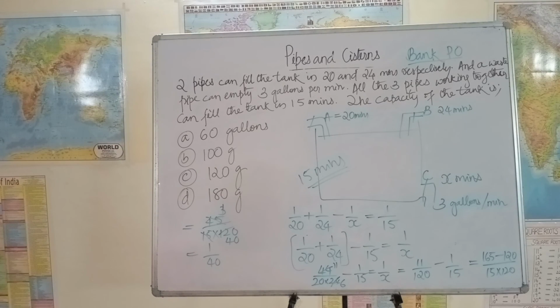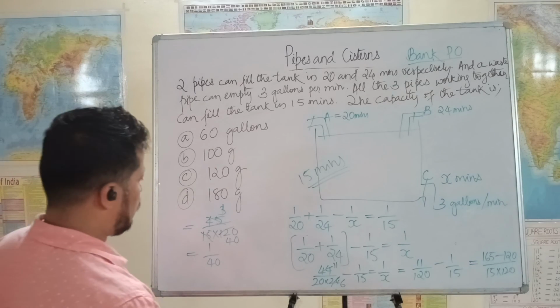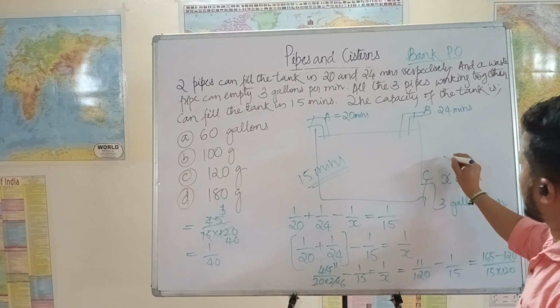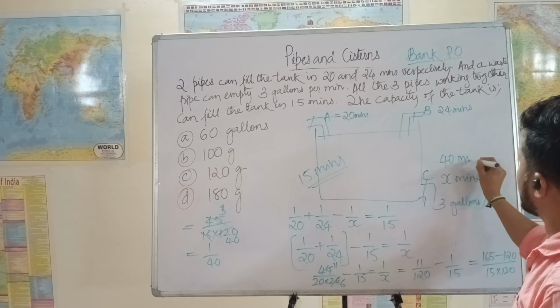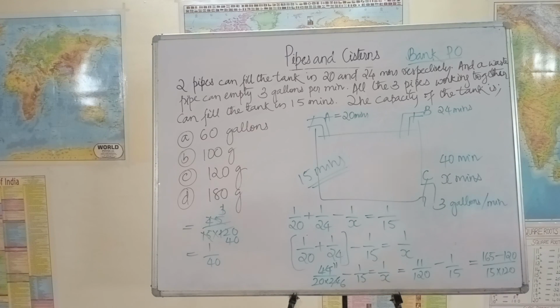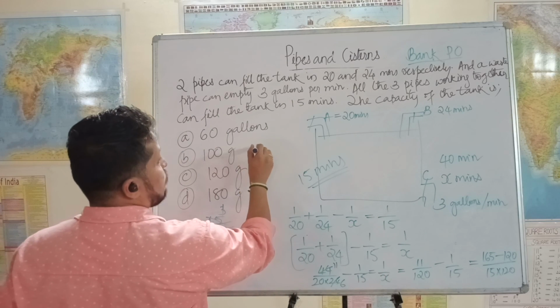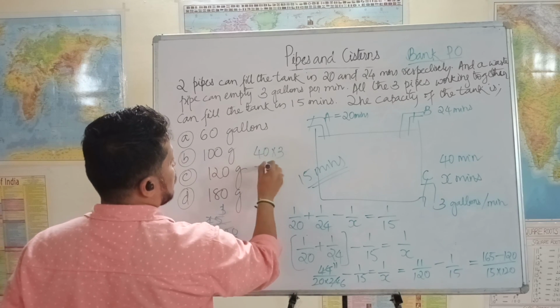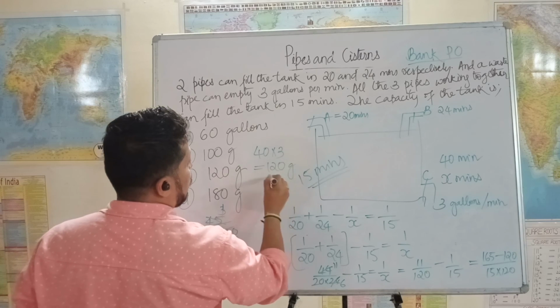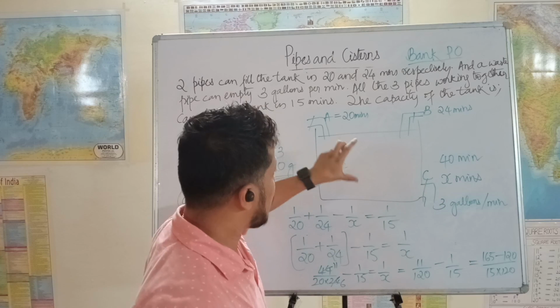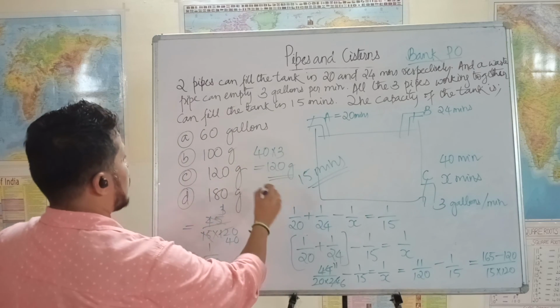That means X is equal to 40 minutes. So C can empty the entire tank in 40 minutes. If every minute it empties 3 gallons, then in 40 minutes it empties 40 into 3 gallons, which is 120 gallons. If it empties the entire tank in 40 minutes, which is 120 gallons, then the capacity of the tank itself is 120 gallons, which is option C.